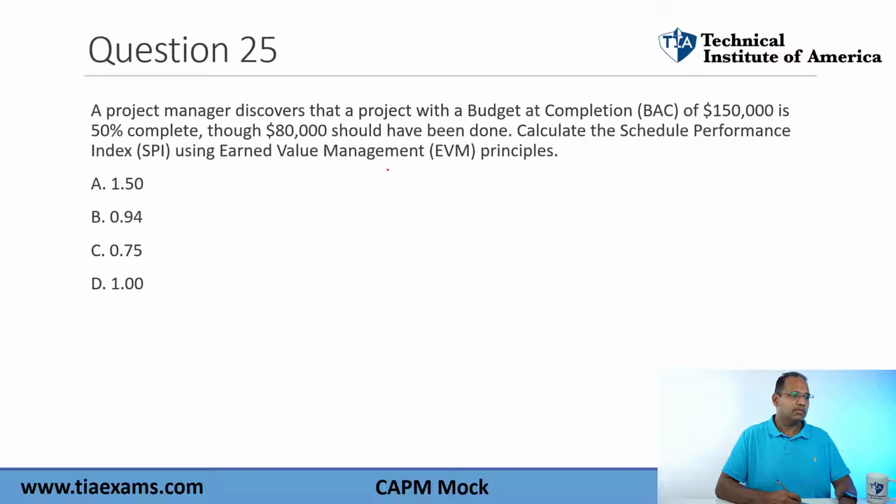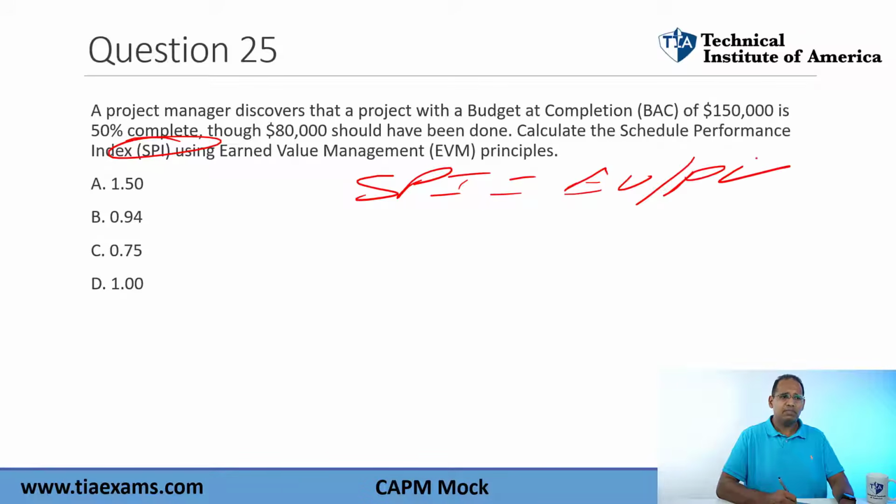Okay, so let's see if we can figure this out. Number one, you have to know the formula for SPI. So SPI is equal to EV divided by PV. So what's EV? It's the earned value. It's the actual percent complete times the BAC. So we know the actual percent. They tell you it's 50% done times the BAC.